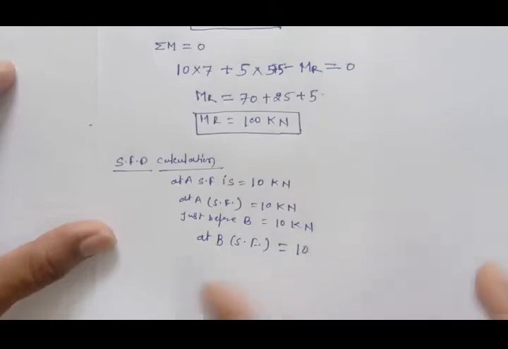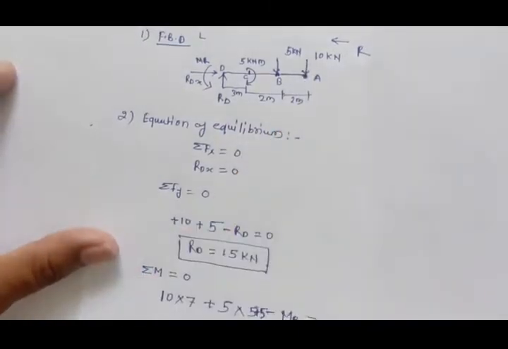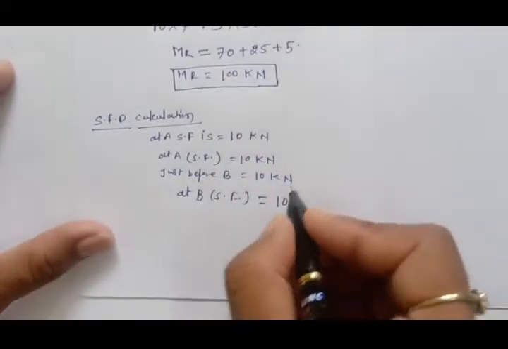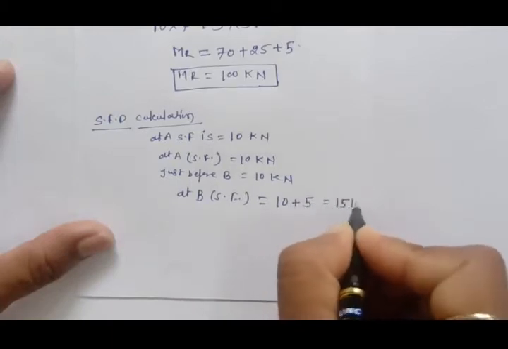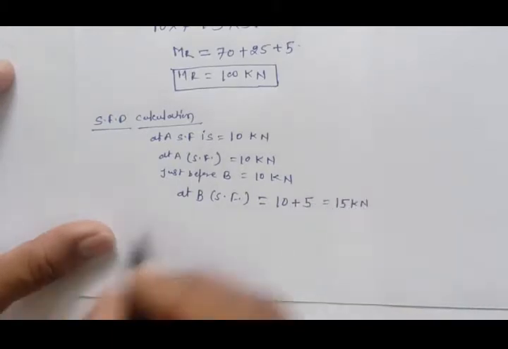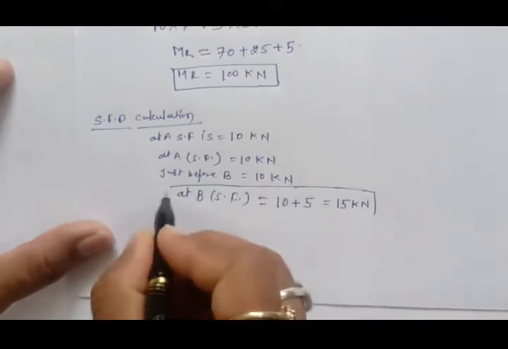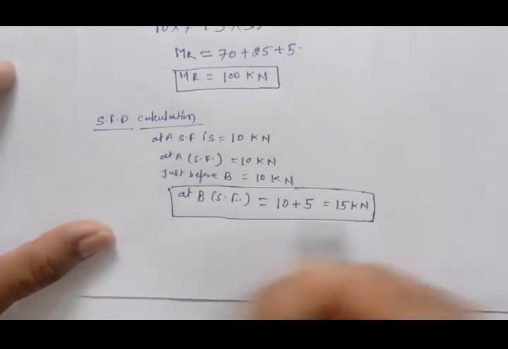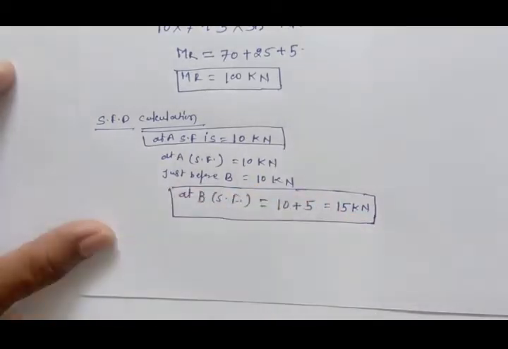because it's downward, and for the shear force, downward we are taking as positive, so the 10 is positive and plus 5 is also there, so that will be 15 kilonewton. So at B it's 15 kilonewton, and at A it's 10 kilonewton, not 0.